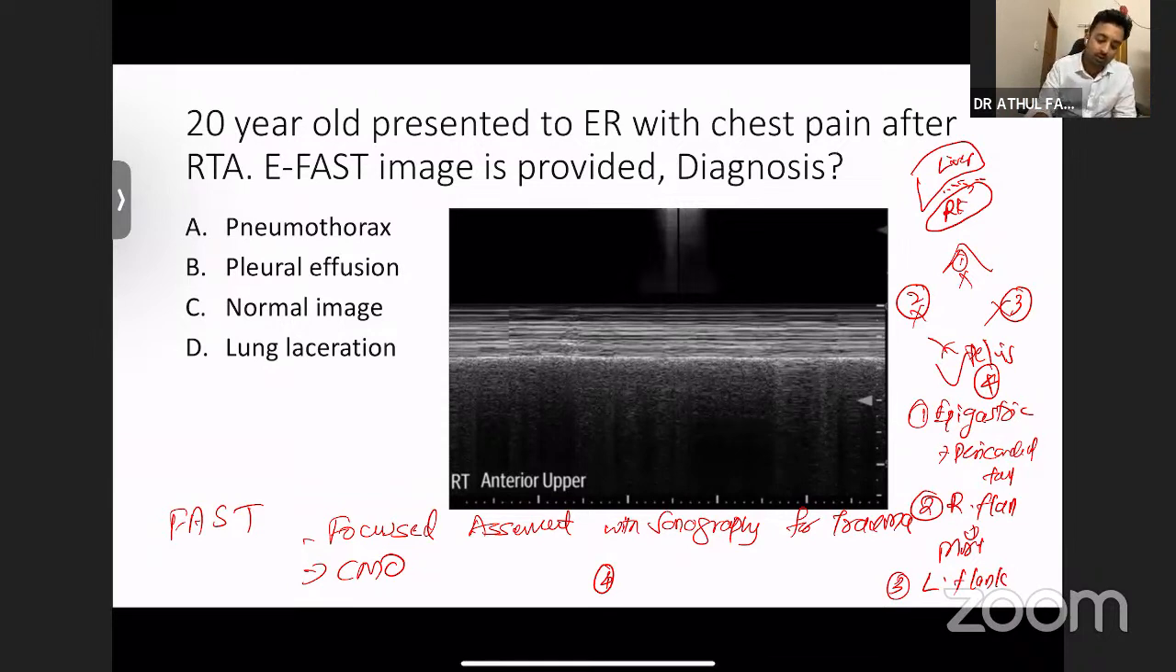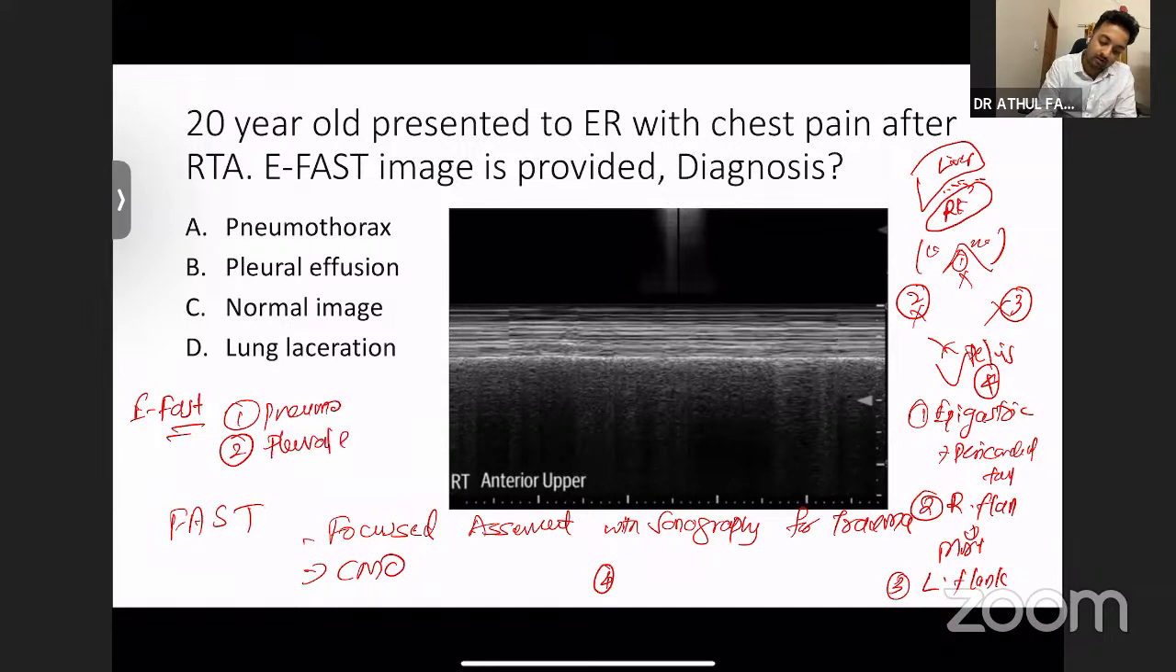Now it is modified into EFAST, that is extended FAST, where you will look at the lung fields also. You have to look for two things: one is pneumothorax and another is pleural effusion, that is hemothorax or pleural effusion. All these things you can do in the casualty setup itself. So that is the importance of FAST.